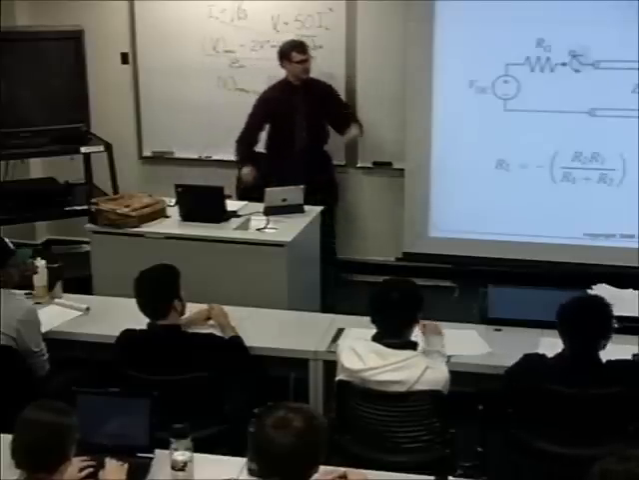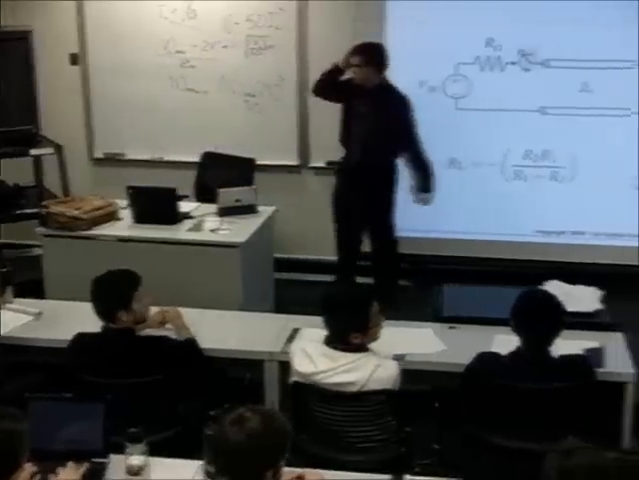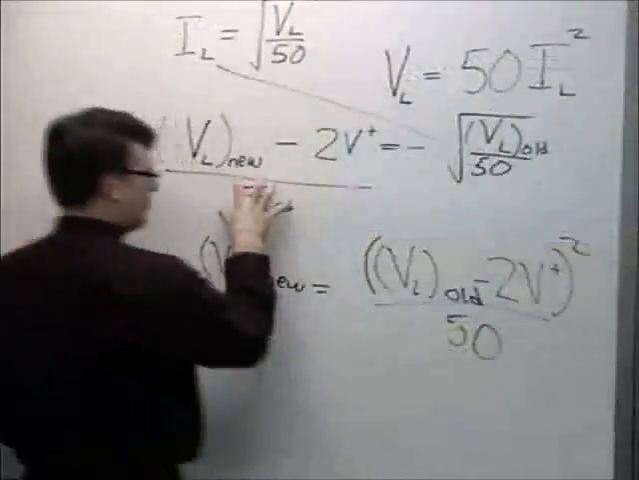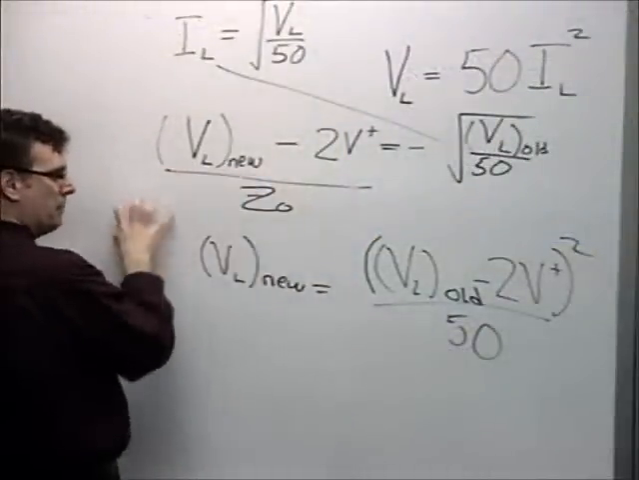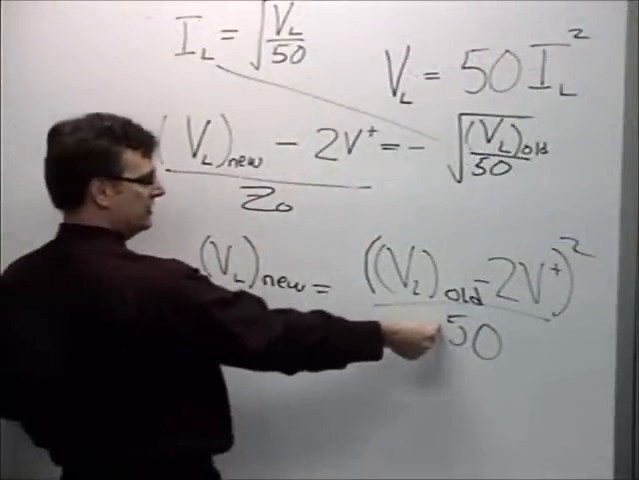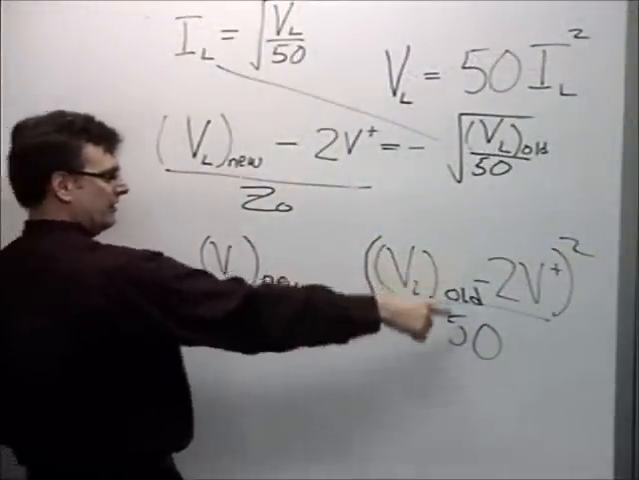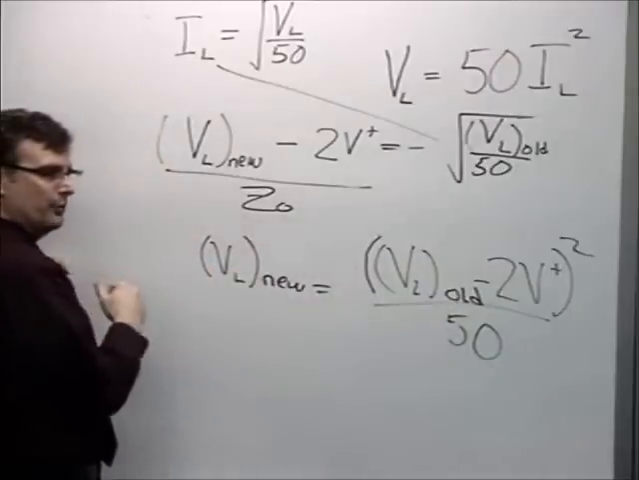Oh, yes, Cameron. What happened to Z naught? So Z naught in the example was 50 ohms. I just multiplied both sides by 50. There was a 50 squared here. There was a 50 here. There's only 50 left when I multiply through by that.